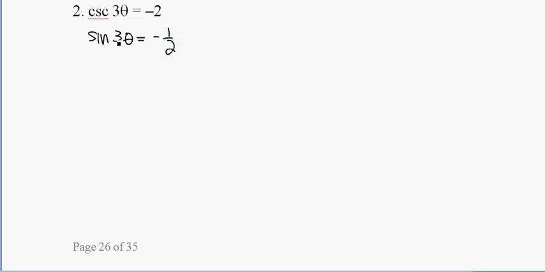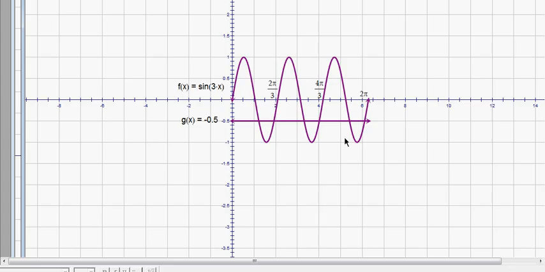So if I have 3 theta, that means the period of the sine function is 2 pi over 3, or that there are going to be 3 sine functions within the region 0 to 2 pi. Just like before, there were 2 cosine functions from 0 to 2 pi, there are 3 sine functions here. So let's take a look at that function. Okay, so first off, here's my sine 3x function. Here's negative 1/2, which is the horizontal line down here.